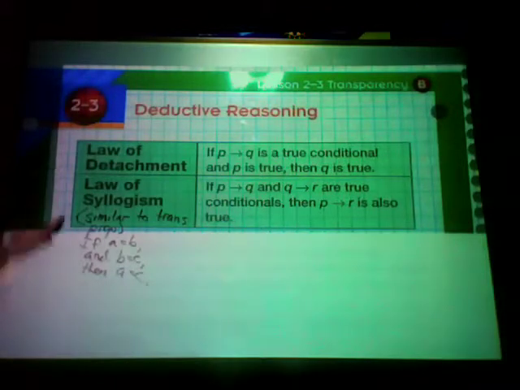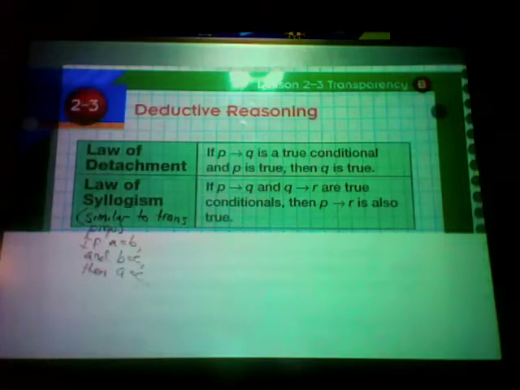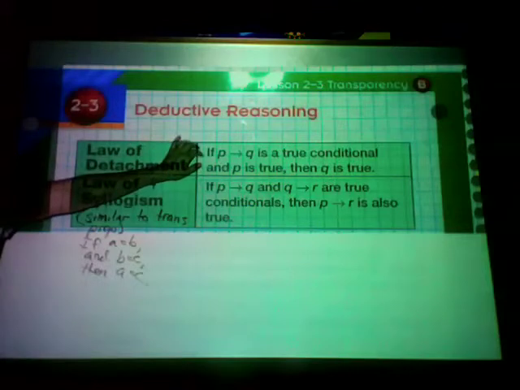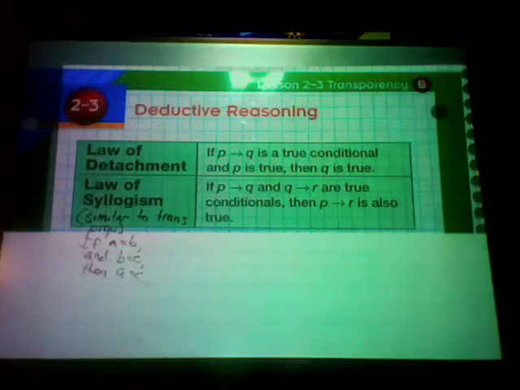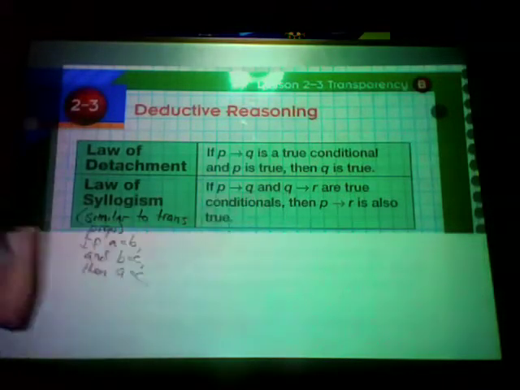You're going to end up with a law of syllogism. You're going to be given two full conditionals, and then you have to come up with your own conditional. So they're telling you here, if P then Q and Q then R, those are two full conditionals. These are notations for conditionals. Our true conditionals, so this time you're given two, whereas here you were given just one. Then P then R is also true. Do you see how the conclusion and the hypothesis in both of these conditionals are exactly the same?